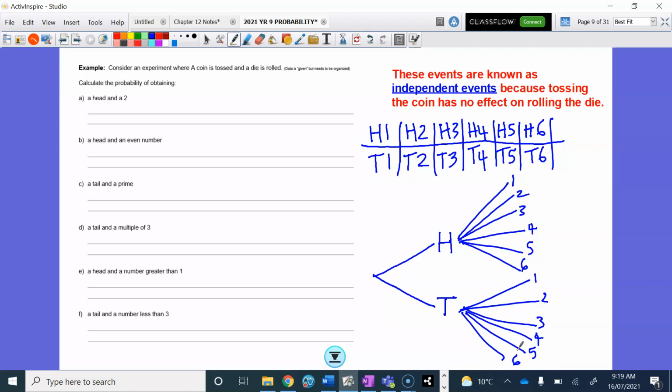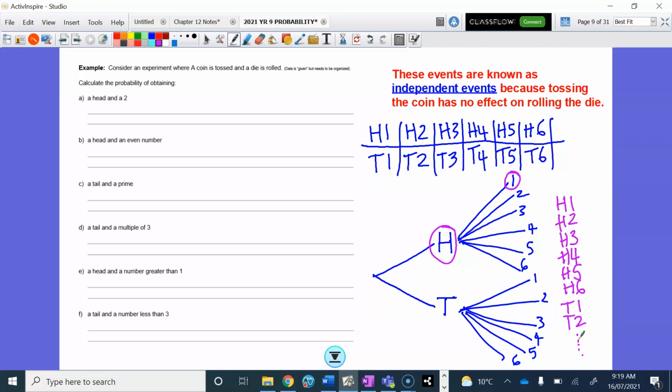Again, if I was to list my sample space using my tree diagram, as I read across the arms, I could go a head and a 1, a head and a 2, a head and a 3, a head and a 4, head and 5, head and 6, and so on. And then the same with the tails: tail and 1, tail and 2, and so on. Both of those methods of presenting the outcomes give us the same outcomes. So we end up with 12 outcomes, and then we can use those two diagrams to help us calculate the probabilities.